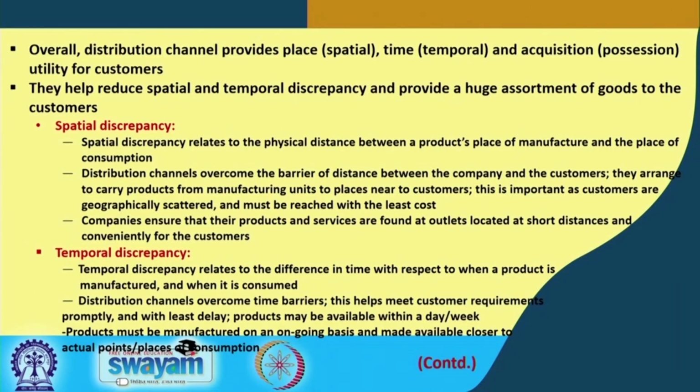The second thing which we talk of is time utility, and here we will speak about temporal discrepancy. Now, temporal discrepancy relates to the difference in time between when a product is manufactured and when it is consumed. Distribution channels also overcome time barriers. This helps customer requirements being met promptly and with the least delay. Products may be available to customers within a day or within a week or within a month as and when they ask for them, and so products must be manufactured on an ongoing basis and made available closer to actual points or places of consumption as and when the customer wants it.